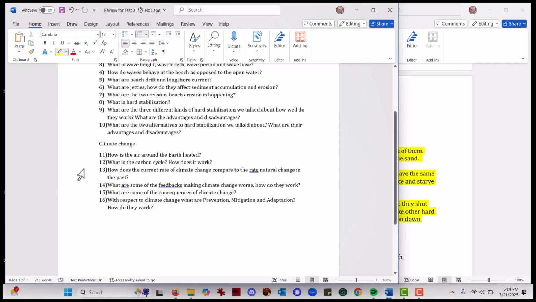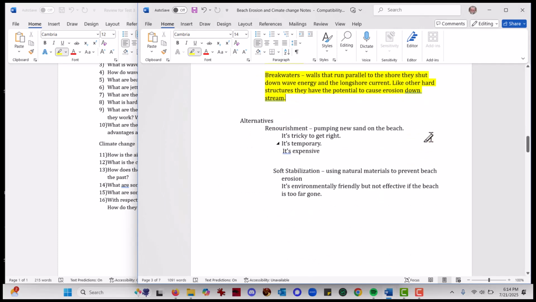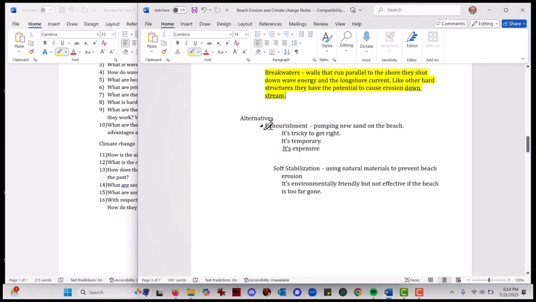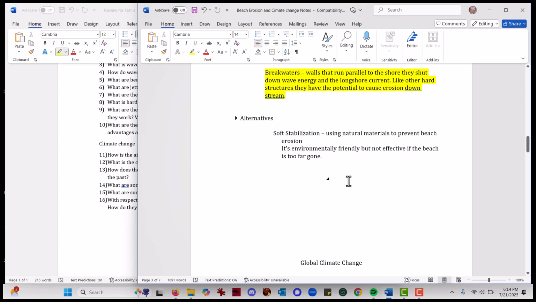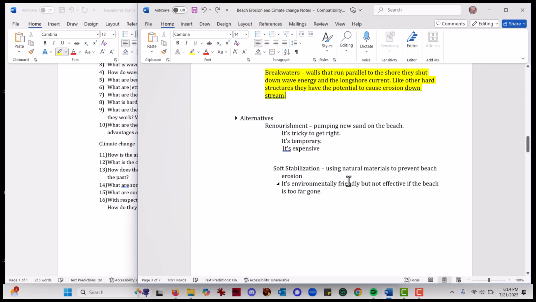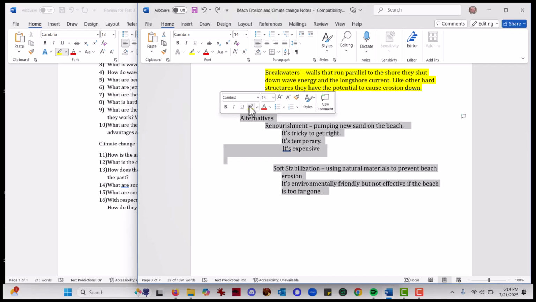Okay, so alternatives to hard stabilization, we talked about two things: beach renourishment, and then we also talked about soft stabilization. Oops, I have no idea what I did there. Let's just undo it. There we go. And highlight. There we are. So yeah.